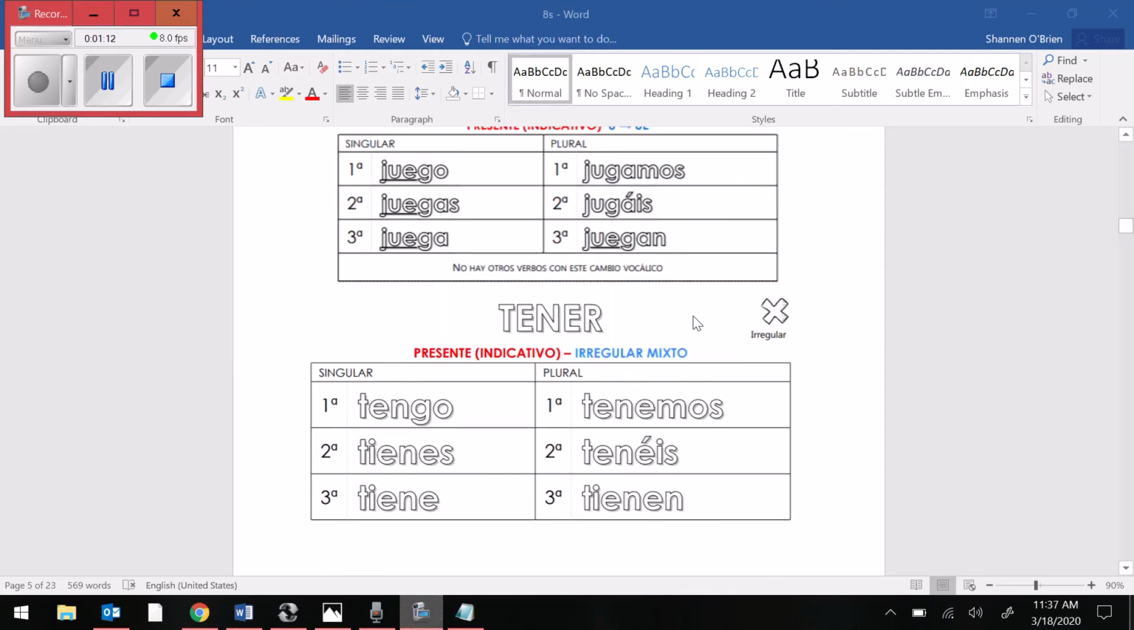Okay. For tener, you're going to leave the first 4 letters blank. You're going to color everything that ends tener, o, es, e, emos, éis, and en, all blue, just like your regular ER verbs. And then you're going to color in red the IE in tienes, tiene, and tienen. All right. Tengo does not have that I, so you don't need to color that in at all.